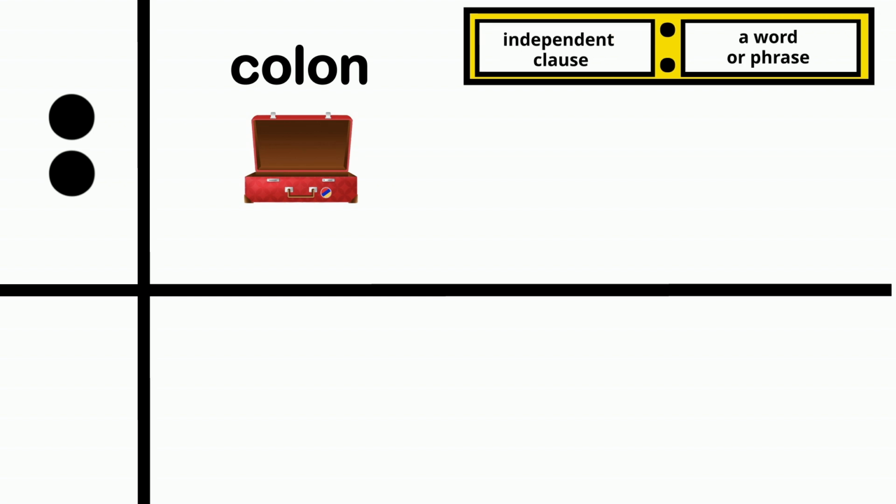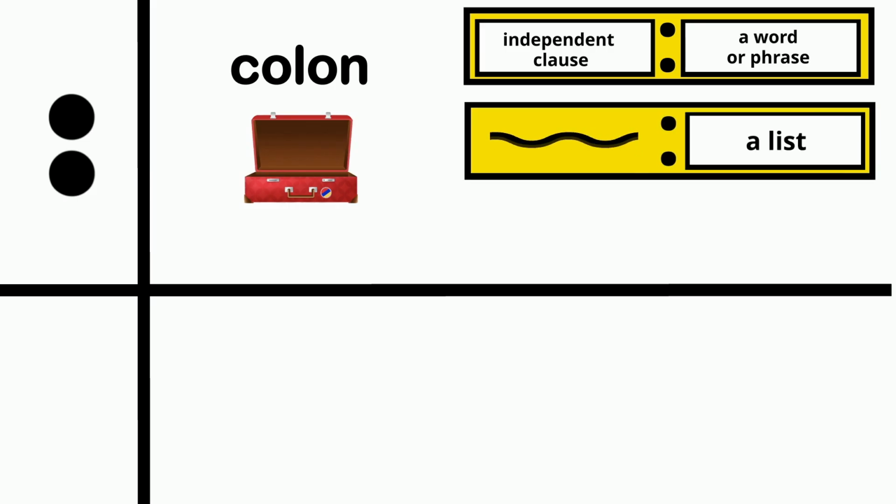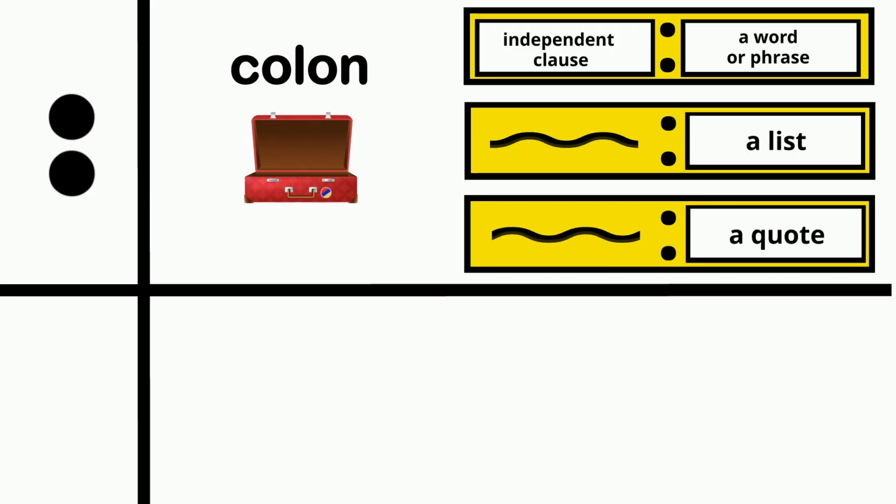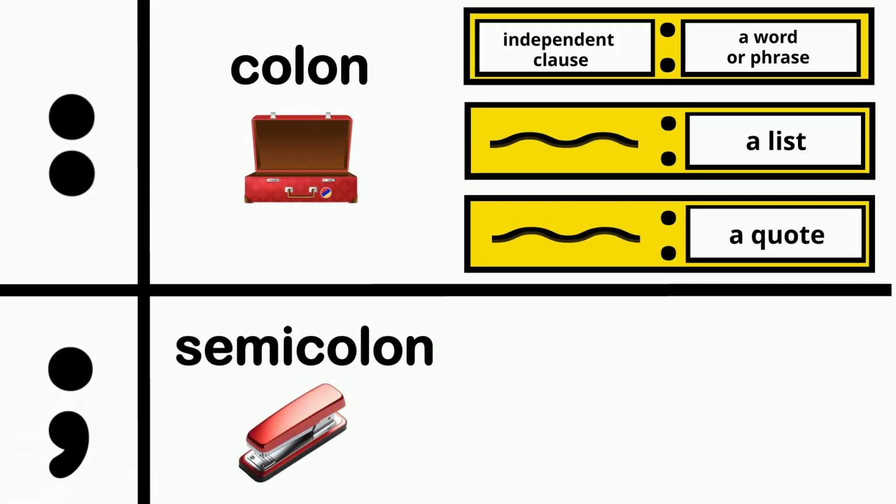In short, a colon unpacks information. It is used when adding extra information in the form of words and phrases at the end of a sentence. It is used to introduce a list. It is used to introduce a quote. A semicolon joins together related information.